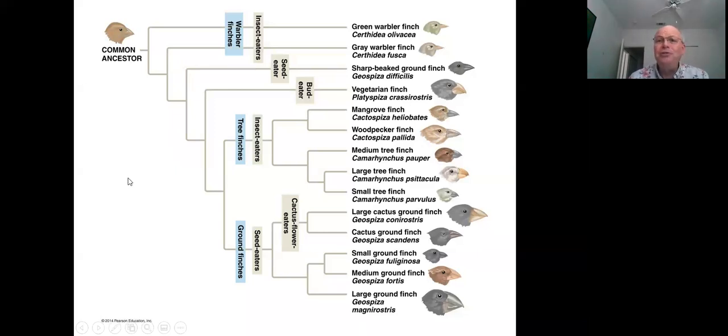Some islands have their own unique species of finch. Some of the larger islands have several different species of finch because they have multiple habitats rather than just a single habitat.